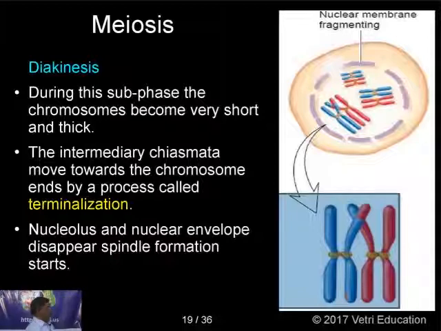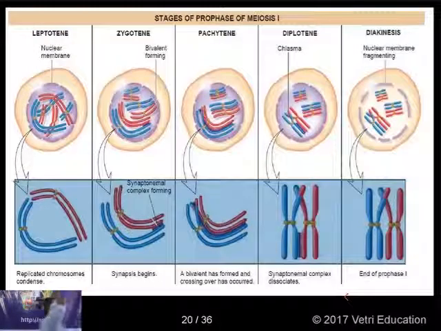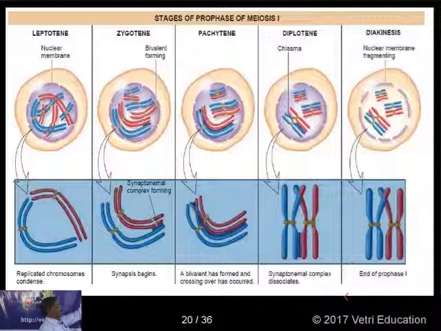The nucleus and nuclear envelope disappear. Now it is the end of the prophase. The nucleus and nuclear envelope disappear, spindle formation takes place, and it is ready for metaphase 1. So these diagrams I am showing again. This is the leptotene, where there are thin structures, and in zygotene you can find 4 chromatids, then pachytene and chiasma formation, in diplotene they move to separate, and in diakinesis they separate completely.